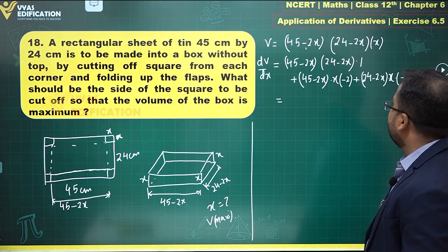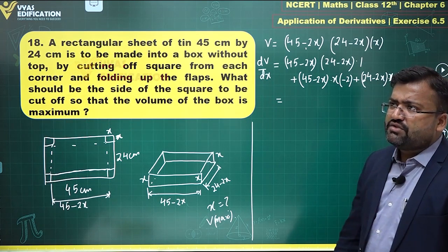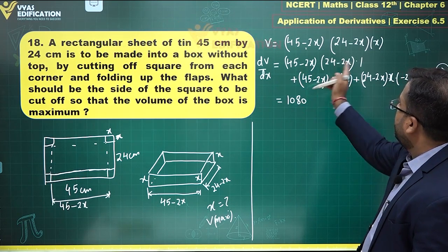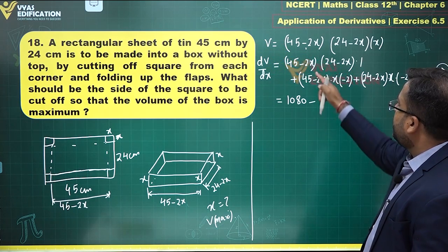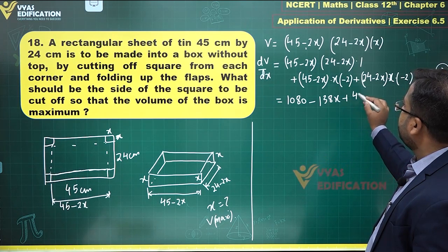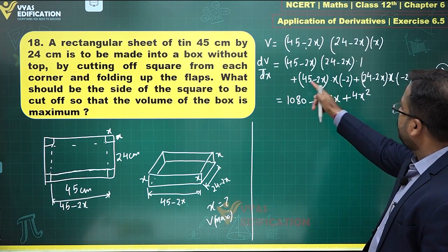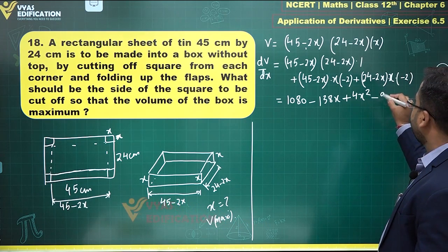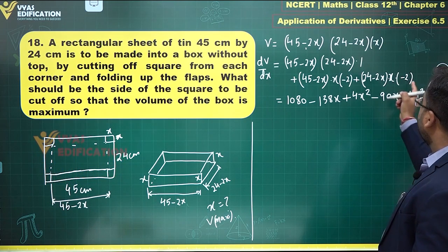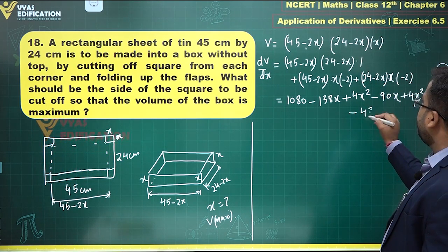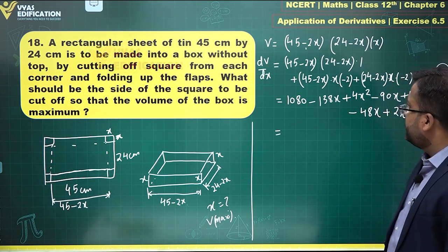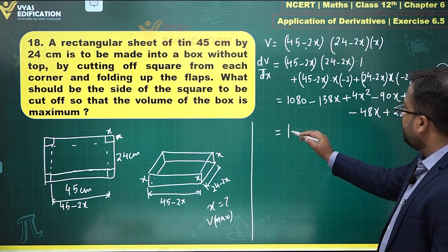45 into 24 is what I get, which is a big number. This would be 90 times 12, which is 1080. Minus 90x and minus 48x is minus 138x, plus 4x square is what I get. Then minus 2x times 45 is minus 90x, and minus 2x times minus 2x is plus 4x square. What is this? Minus 2x into 24 is minus 48x and plus 2x square is what I get. This is equal to, okay, you get a 1080.